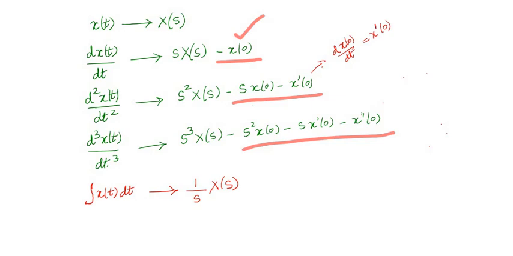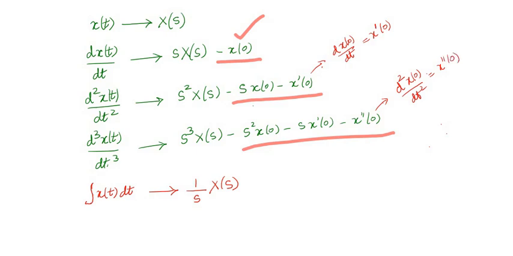Then what about the integration? Integration is converted to 1 by s. If we integrate, it can be said as 1 by s times X of s, right? If all the initial conditions are 0, meaning x of 0 is 0, x dash of 0 is 0, even your x double dash. What is x double dash? In the same way, I can say d square x of 0 by dt square. This is your x double dash, right?